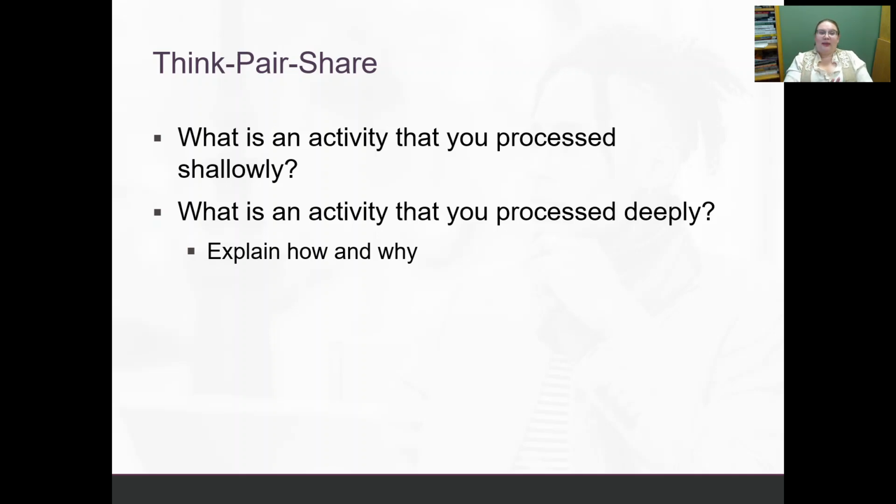Again, it doesn't have to be the very deepest, and it doesn't have to be the very shallowest depth of processing, but I am trying to get us to think about what are some of those concepts, those topics, that you might process more shallowly versus more deeply. So go ahead and pause the video, answer those questions, and then come back.